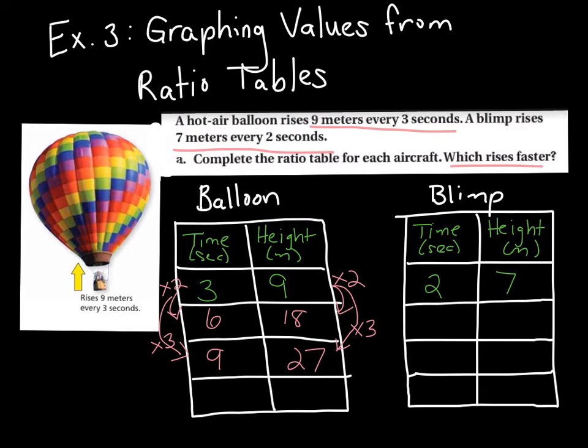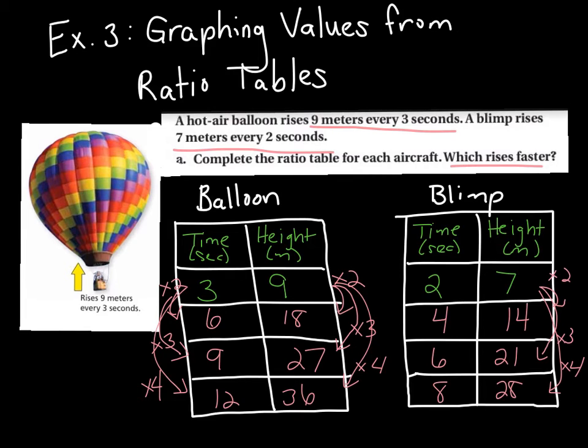And then we can do it one more time, and times 4, and again we could really multiply by anything that we wanted to, but we're just going to have to keep it the same on both sides. So this would mean that the balloon rises 36 meters in 12 seconds. Now you're going to go ahead and try the same thing with the blimp, and then I will also do that, and you can compare what you got to what I have.